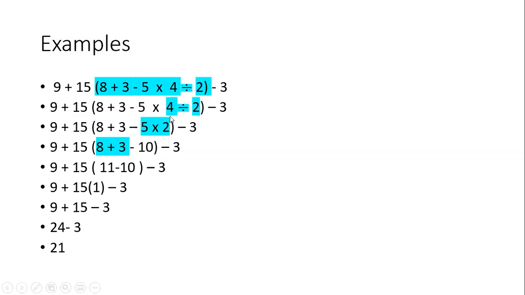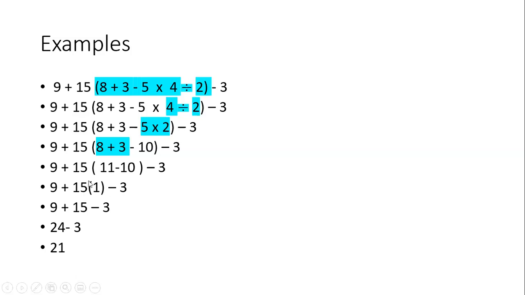And then after that, I said, all right, what's the next thing? The next thing would be to multiply. So I have 5 times 2, I solve that and get 10. And then the next thing to do is to work out the addition, which is 8 plus 3. So that would have given us 11 minus 10, and then that gives us 1 times 15.